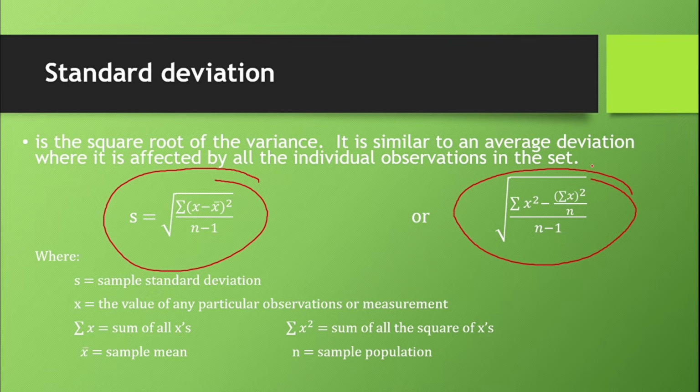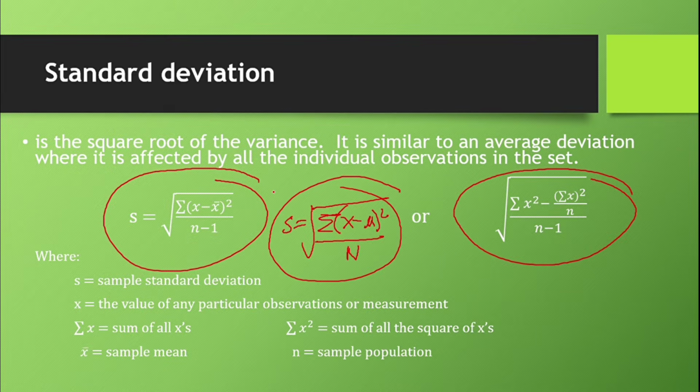Where s is the sample standard deviation, and x is the value of any particular observation or measurement. If sigma is equal to the square root of the summation of x minus the mu squared over n, this is what we call the population standard deviation. So that is how to solve for the population, and this is the symbol for population standard deviation. The change is only n minus 1 for the sample, and for the population it is x minus the mu squared over n. This is how to find it.